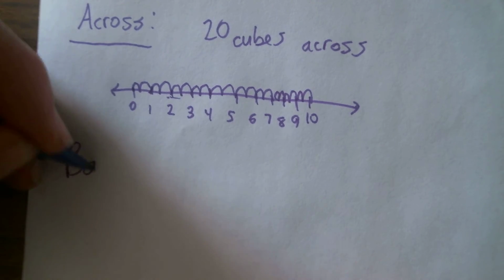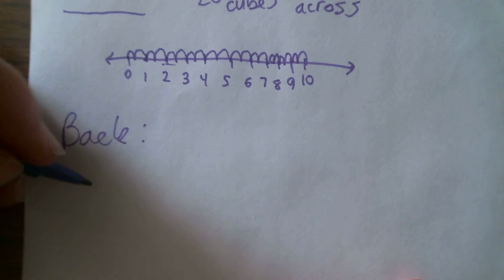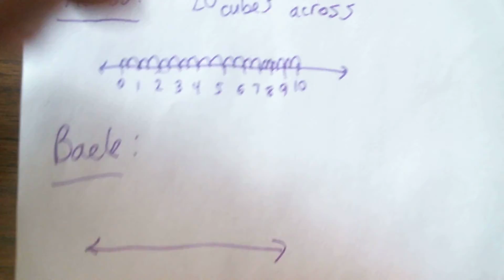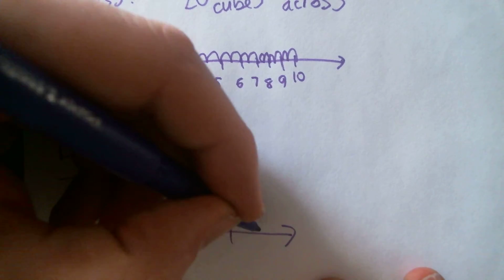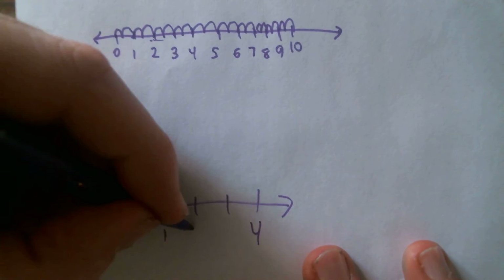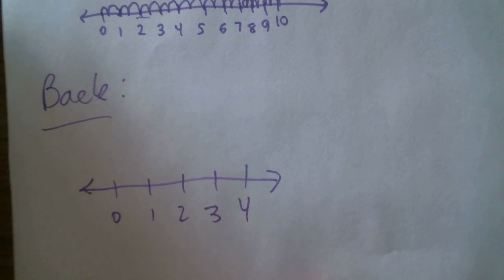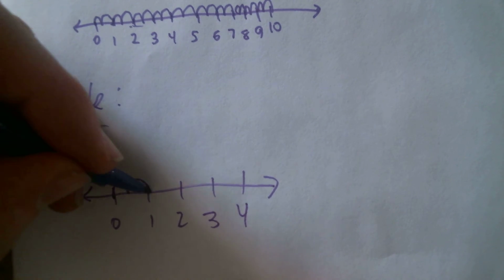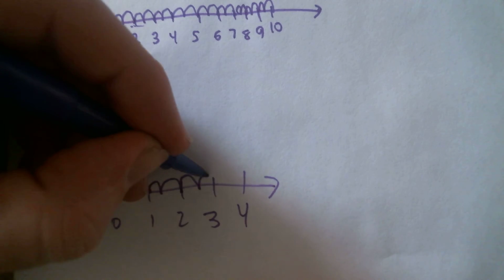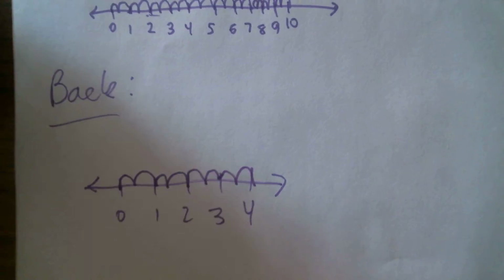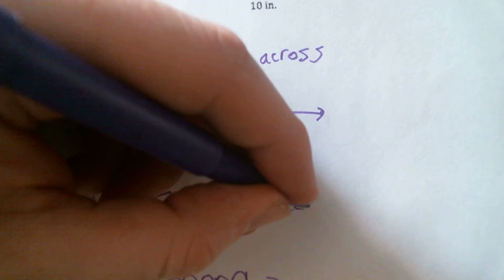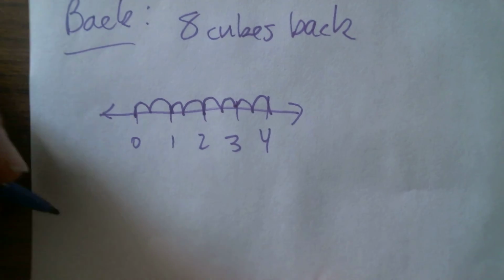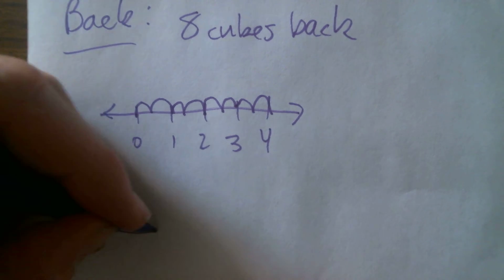Let's think about back. Back we have to go a total of, we can look at our shape, we go back 4 inches. So 0, 1, 2, 3, 4. Remember, it's a ½ inch cube, so it's only going to go 1, 2, 3, 4, 5, 6, 7, 8 cubes would fit here. So 8 cubes back.